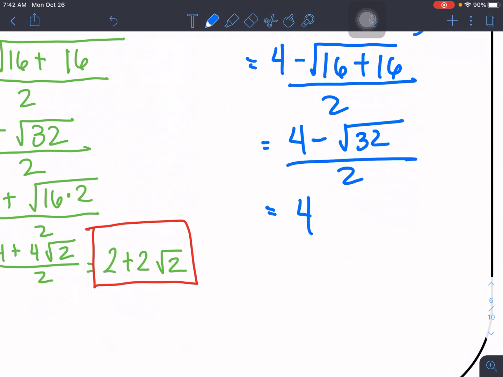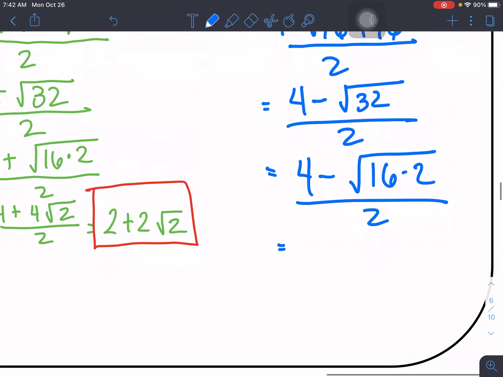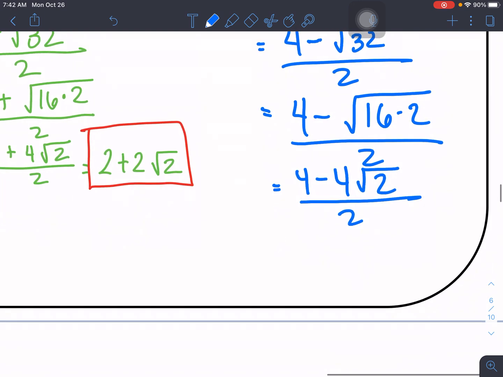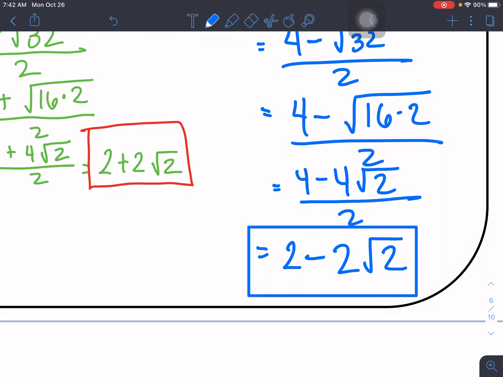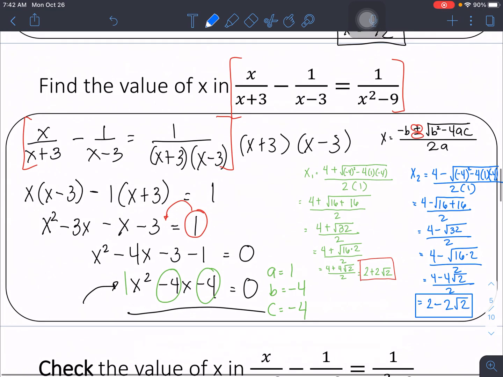So this will be the square root of 16 times 2 over 2, so this will be 4 minus 4 square root of 2 over 2, and simplified, this will be 2 minus 2 square root of 2. So we get the correct answer. There will be two values of x here because we are dealing with a quadratic equation.